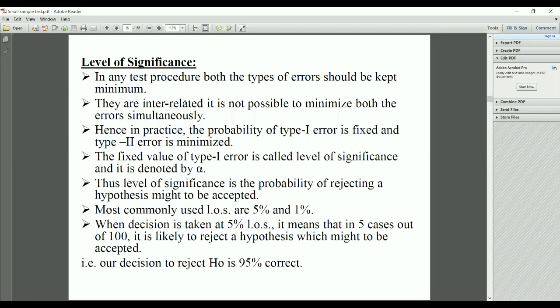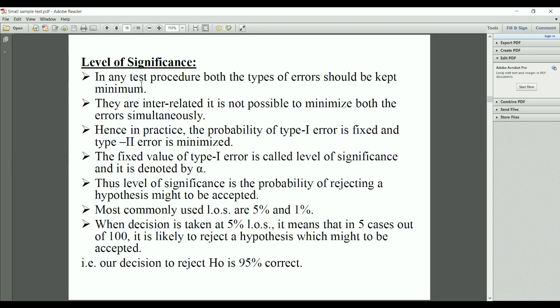So what is the level of significance? In any test procedure, both types of error should be kept minimum. But they are interrelated. It is not possible to minimize both errors simultaneously, but we can handle them one by one. Hence, in practice, the probability of type 1 error is fixed and type 2 error is minimized. Alpha is fixed, so we can calculate beta, which is the type 2 error.